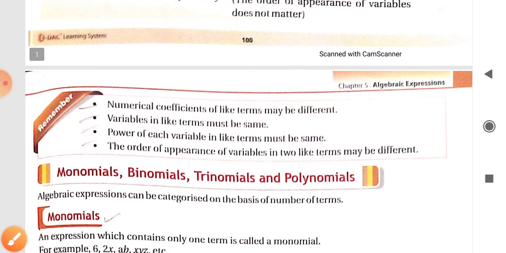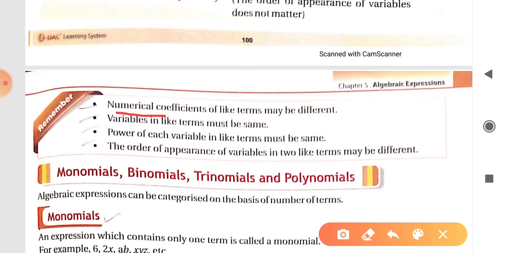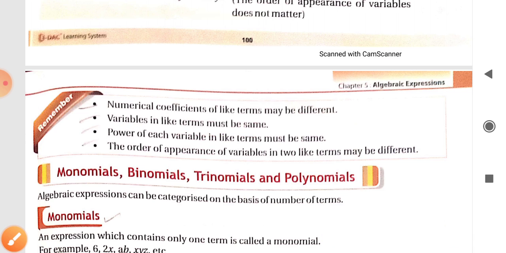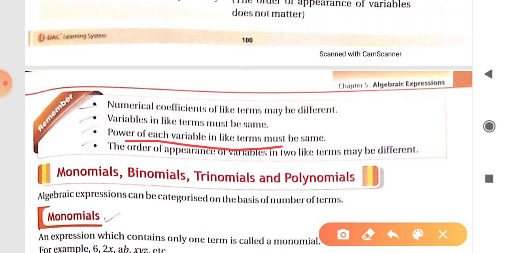And there are some points that you have to remember. First, the numerical coefficients of like terms may or may not be different. Next, the variables in like terms must be the same, that is, the algebraic factors must be the same. And then, the power of each variable in like terms must be the same.